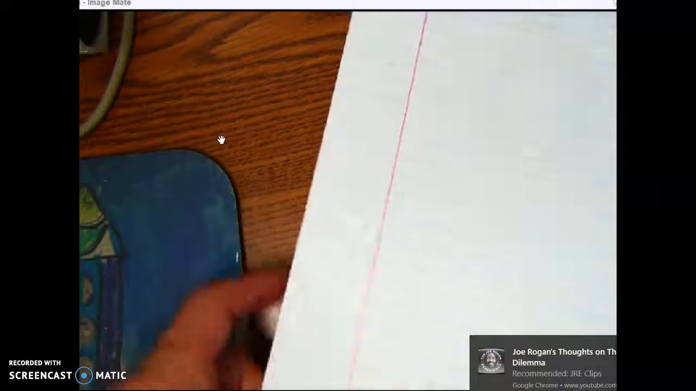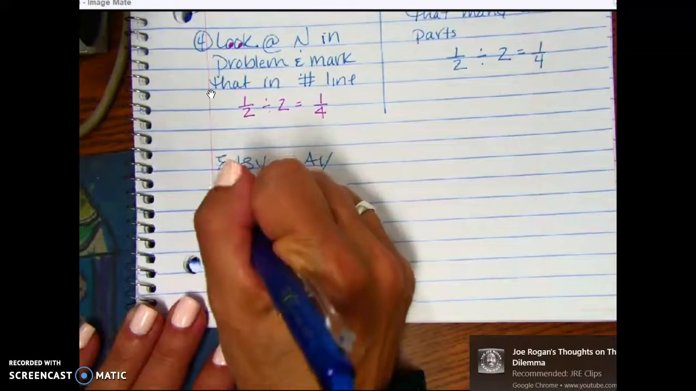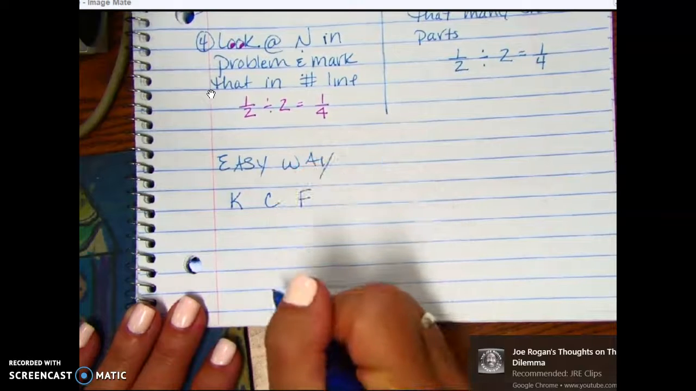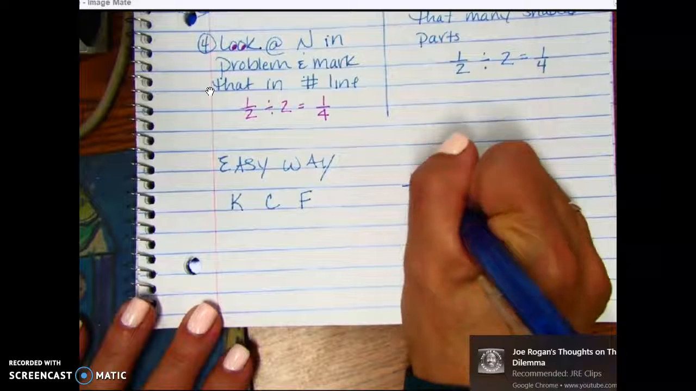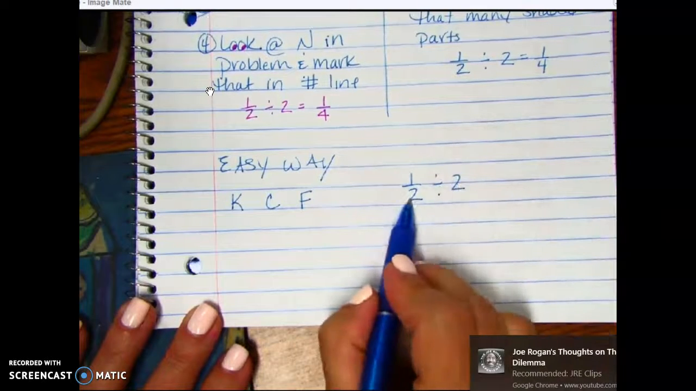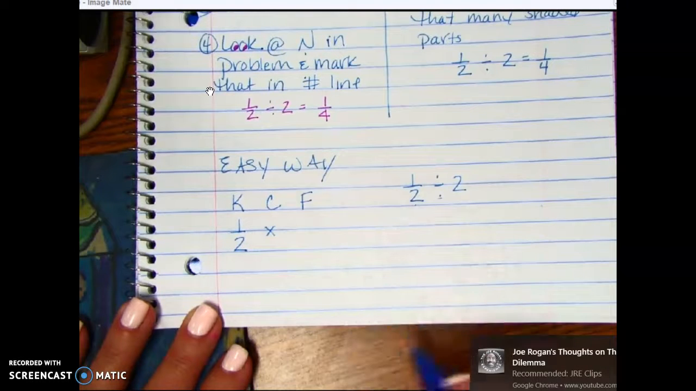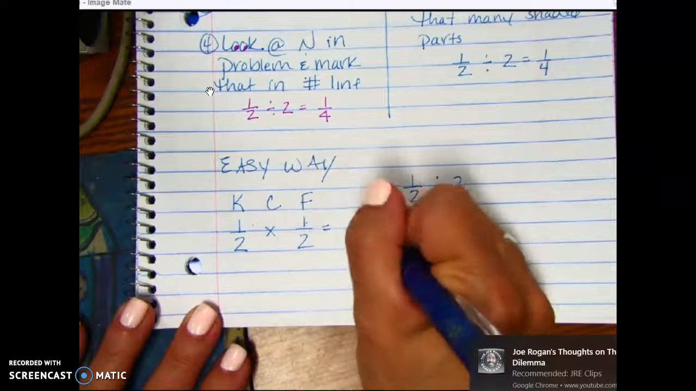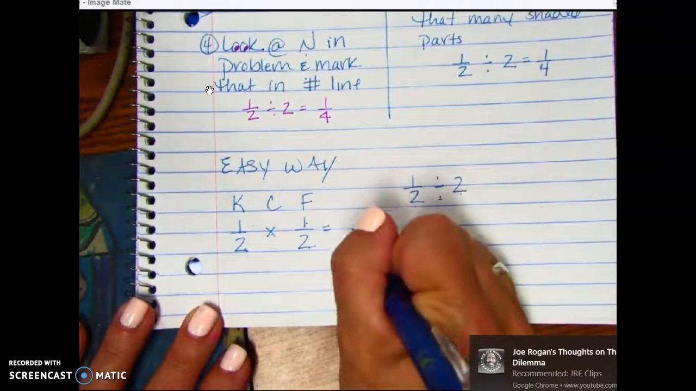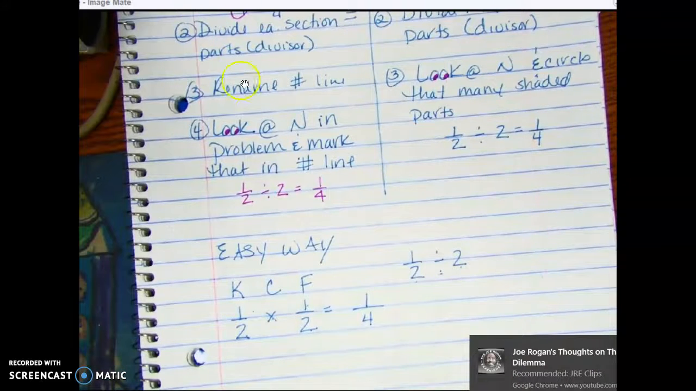Let's try that other one that I said that you guys should look at. We left over a little spot here. It's called the easy way. We're going to write keep, change, flip. And we are going to write our problem. Let's write it over here. 1/2 divided by 2. Let's see. So we're going to keep 1/2. We're going to change to the inverse. And we're going to flip to the reciprocal. 1 times 1 is 1. 2 times 2 is 4. Hey, is that what we got? Absolutely. That is dividing fractions.